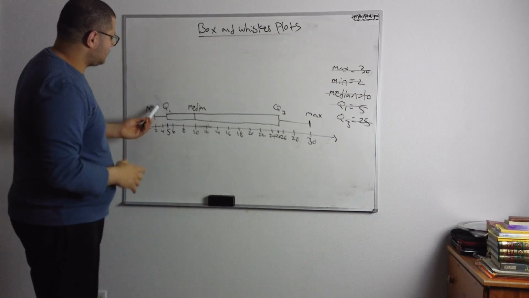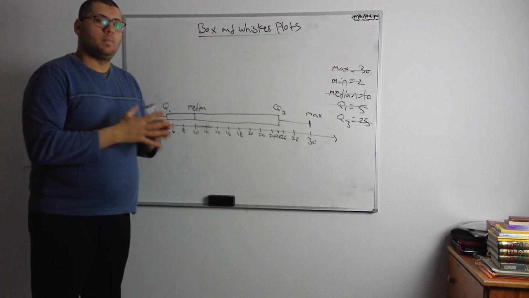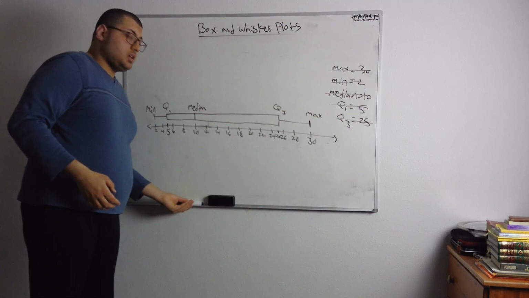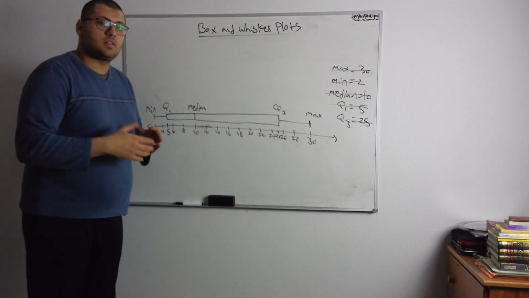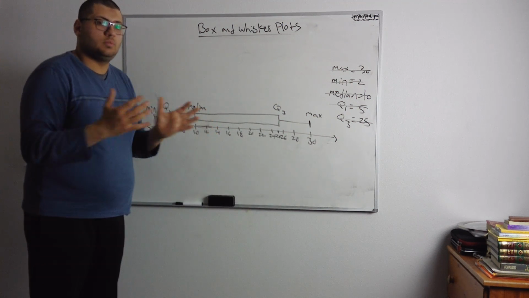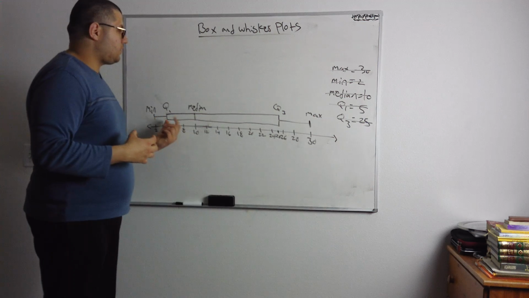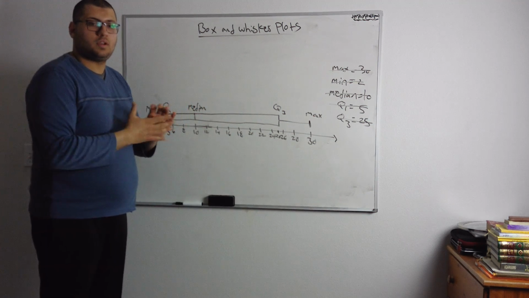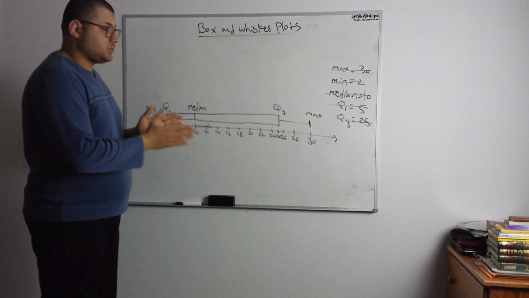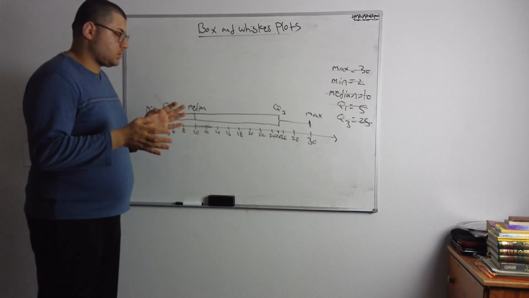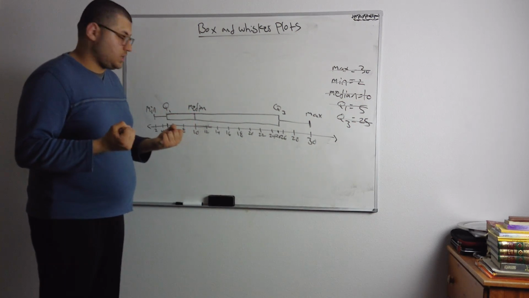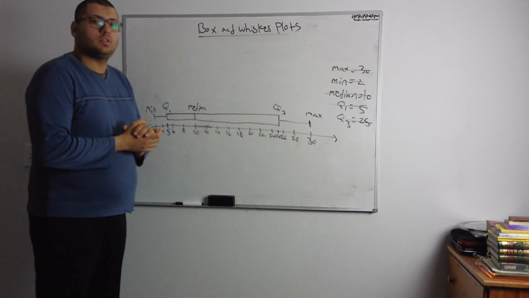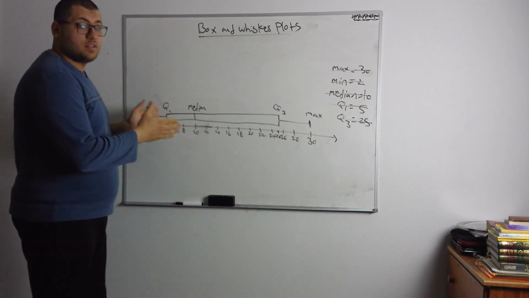Remember, the quartiles 1 and 3, they determine how big your box is. Your box can get very, very big, and it can be very small depending on how far away the quartiles are away from each other. Okay, if they're too far away from each other, you're going to have a big box. If they're close to each other, if quartile 3 and quartile 1 are not too far away from each other, then you will have a smaller box.